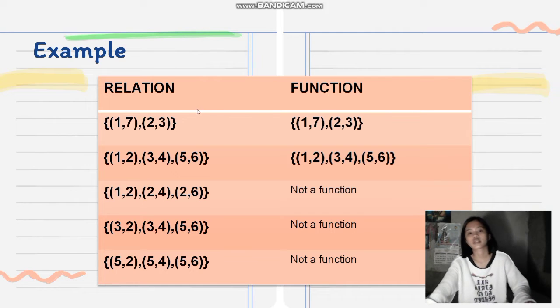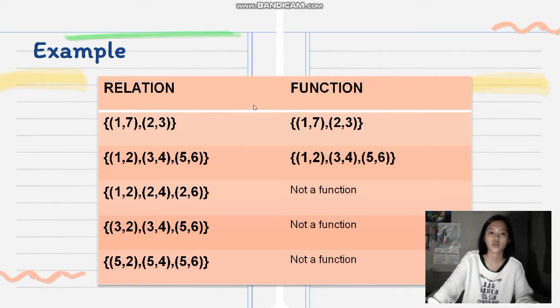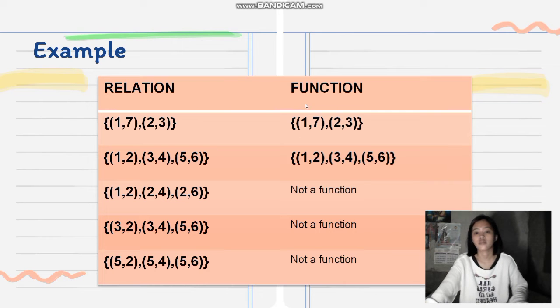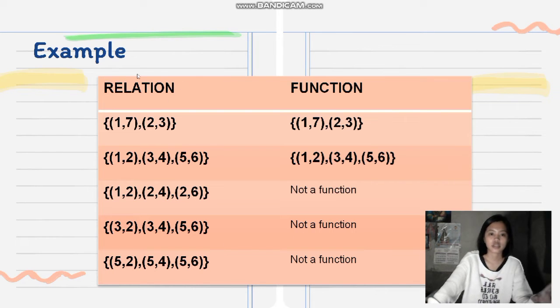So in this example, we are going to identify whether the given example is ano naman, function ba or hindi. Dito sa relation, ito yung mga relation. And then, function ba or hindi. So, itong first example, 1, 7, 2, and 3, function siya kasi set of ordered pairs. Then, bakit nga ba siya naging function? Kasi, yung x natin, which is yung 1 and 2, ay hindi naulit.